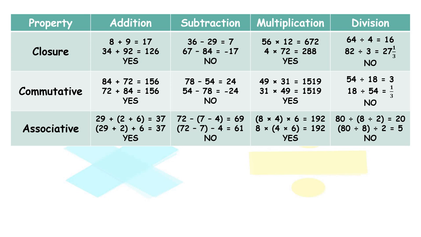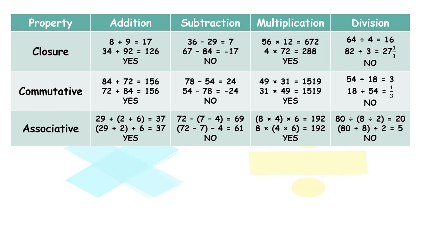So commutative property in addition. See, I have taken two numbers, 84 and 72. I have replaced the two numbers and got the same answer, right? So addition is commutative for whole numbers. Please pay attention to this sentence which I am saying: addition is commutative for whole numbers.